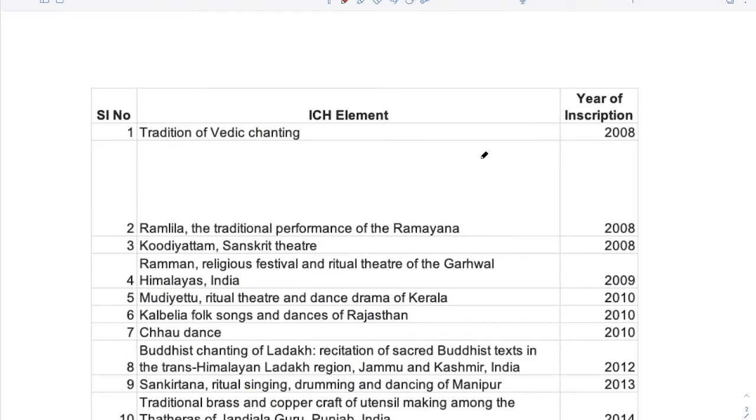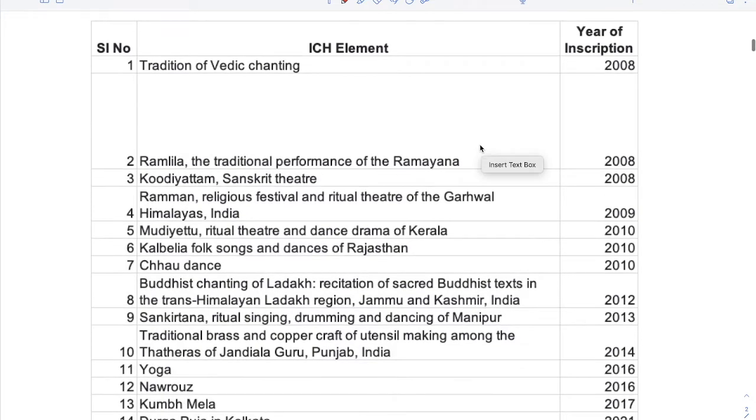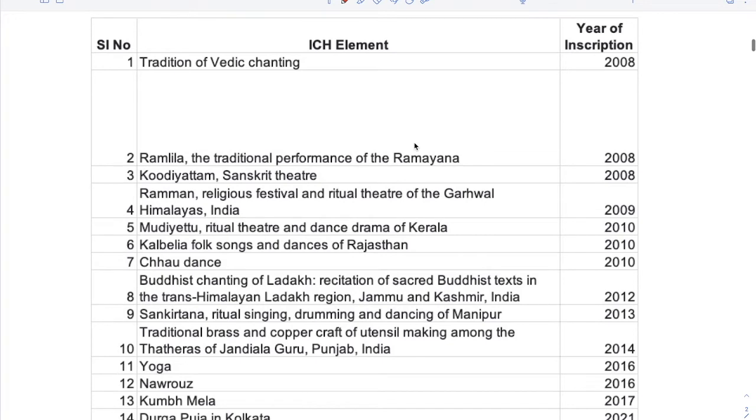So in total we have 14 ICH art forms. I'll tell you one by one generally, and then we will discuss in detail. And the recent Indian art form which was included in ICH was Durga Puja in Kolkata. Durga Puja, celebrated on the Dasara festival in Kolkata, was inscribed in UNESCO's ICH in 2021. That is important. This is a recent thing.